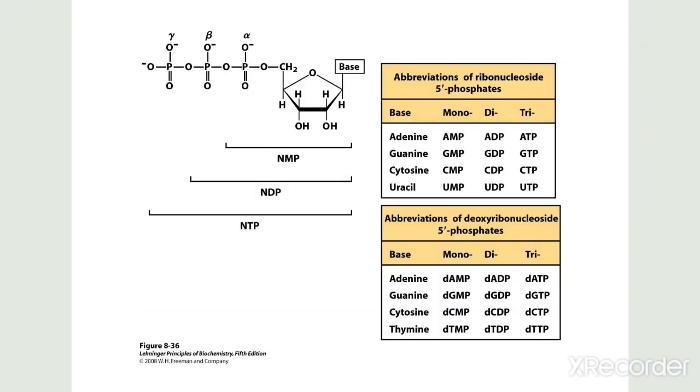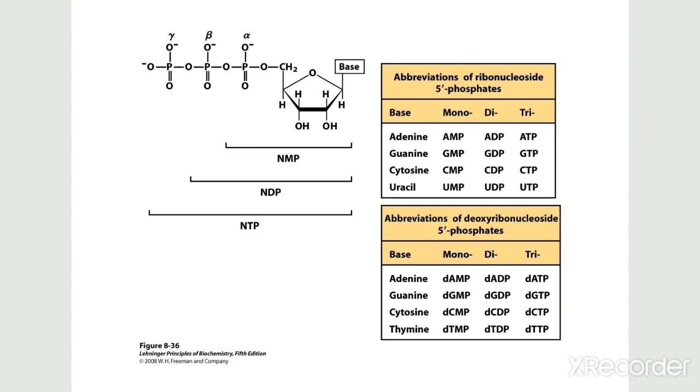Now let's understand the structure of nucleotides. You see that ribose sugar is attached to the base on one side and on the other side phosphate groups are attached: alpha, beta and gamma phosphate. If we consider only one phosphate group, this forms a nucleoside monophosphate, that is NMP. If two phosphate groups are considered, it forms NDP, that is nucleoside diphosphate. If all three phosphates are considered along with ribose sugar and base, it is called nucleoside triphosphate.